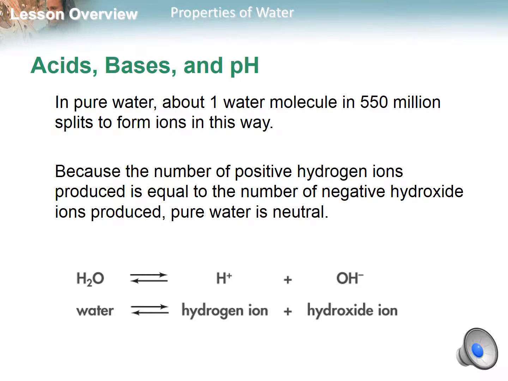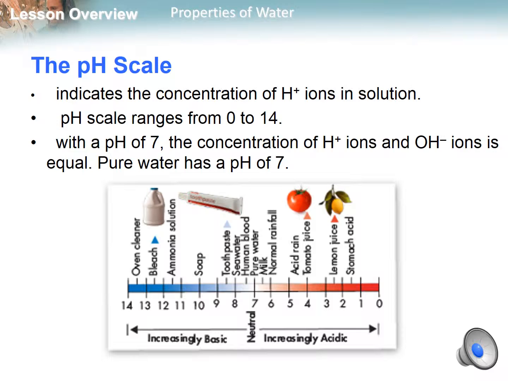Because the number of hydrogen ions, which are positive, and the negative hydroxide ions produced are equal in numbers, water is considered neutral. And do you remember what the pH for neutral is? It's 7. So the pH scale indicates the concentration of hydrogen ions in solution. And this pH scale ranges from 0 to 14, 7 being neutral, and that's when you have an equal amount of hydrogen ions and hydroxide ions.